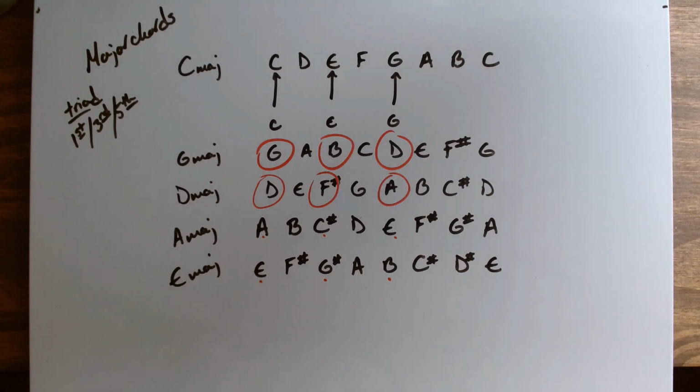I can do the same thing with a D major, so I would have my D note right here. Here's my F sharp, and I can hold an open A, nothing wrong with that, just like so.